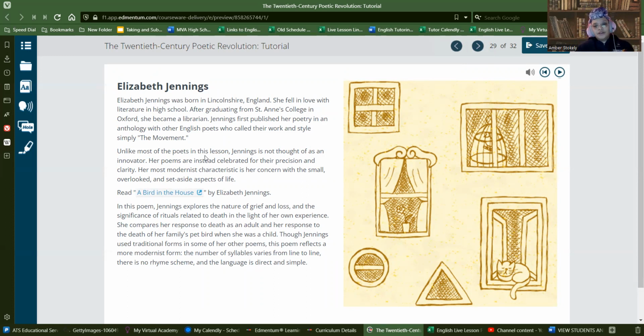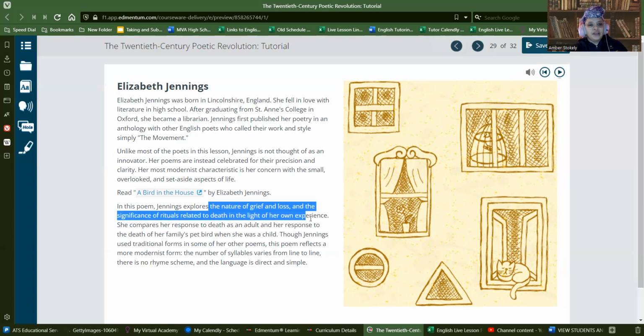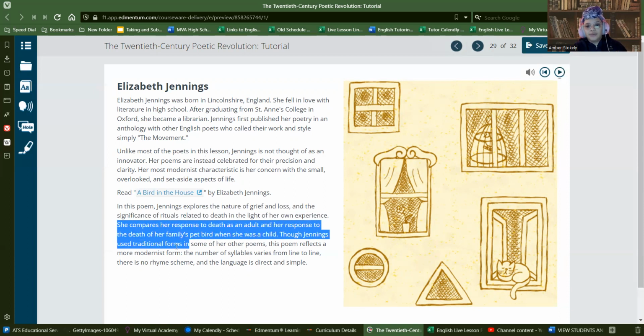Alrighty. So it says here that in this poem, A Bird in the House, Jennings pretty much explores the nature of grief and loss, which is a big topic for the lost generation and modernists, and the significance of rituals that are related to death in light of her own experience. So how important it is to actually grieve and go through that process. She compares her response to death as an adult and her response to the death of her family's pet bird when she was a child. So she compares those things to see what's similar and what's different.